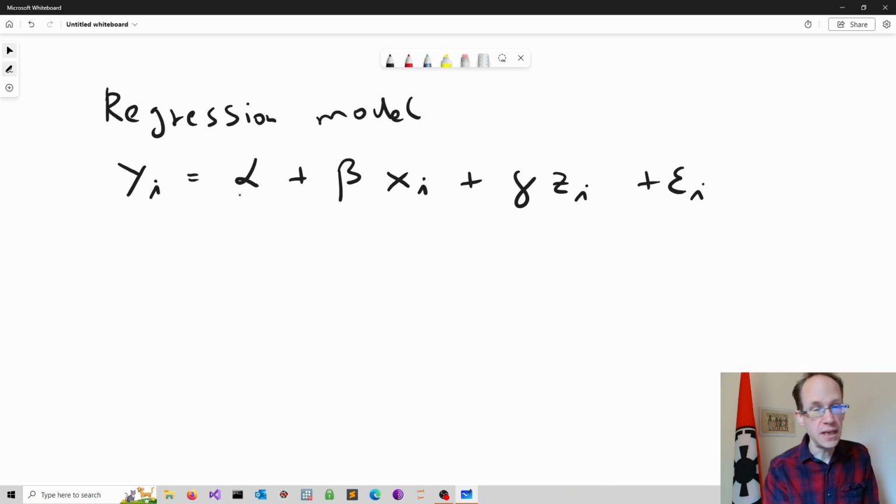On the whiteboard, we have a regression model where yi is our dependent variable, which is explained by two independent variables, xi and zi. And then we have the error term epsilon i that follows the usual assumptions. And you see a constant term alpha and slope coefficients beta and gamma. The beta and the gamma capture the partial impact of the respective independent variable.